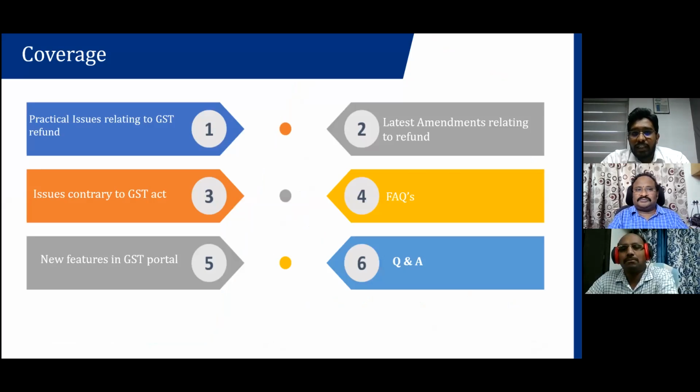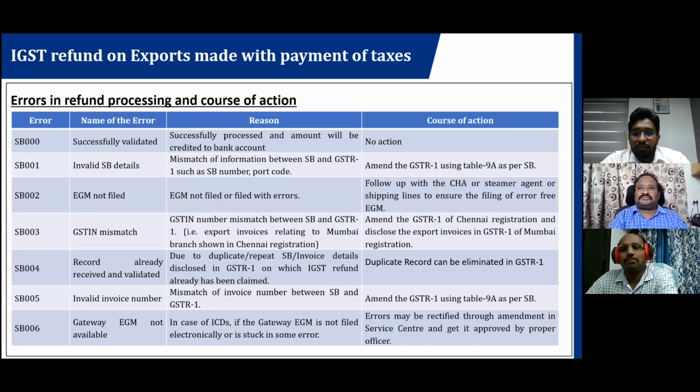First, we'll discuss export with payment. As we know, export with payment is the best and easiest way of claiming refund. We don't need to do anything. We just need to file GSTR-1 in line with the shipping bill and ensure the EGM is filed. That's it. You can sit back and check your bank account. You will get funds within 10 to 15 days if everything goes well.